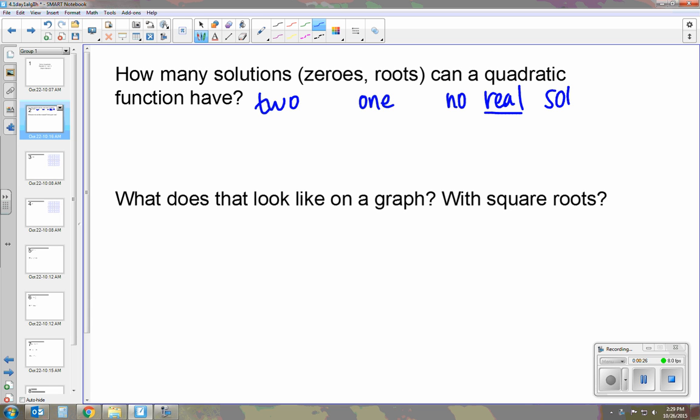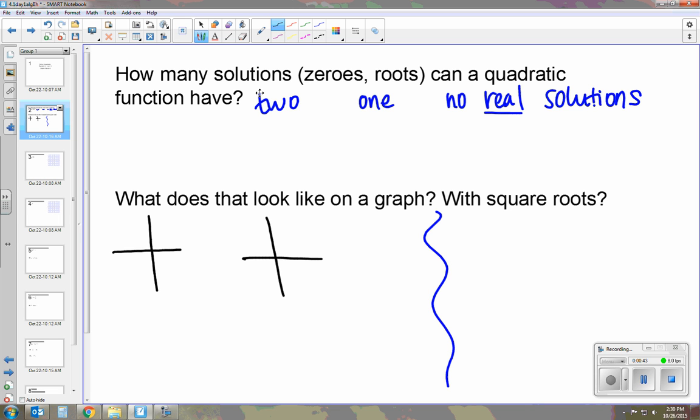And right now we're going to say no real solutions because later in this chapter we are going to be talking about imaginary numbers, and that no real solutions will change. So what does this look like on a graph? Well, if we were to graph a parabola, we're going to have 3 different ones here. If we were to graph a parabola, it would look something like this.